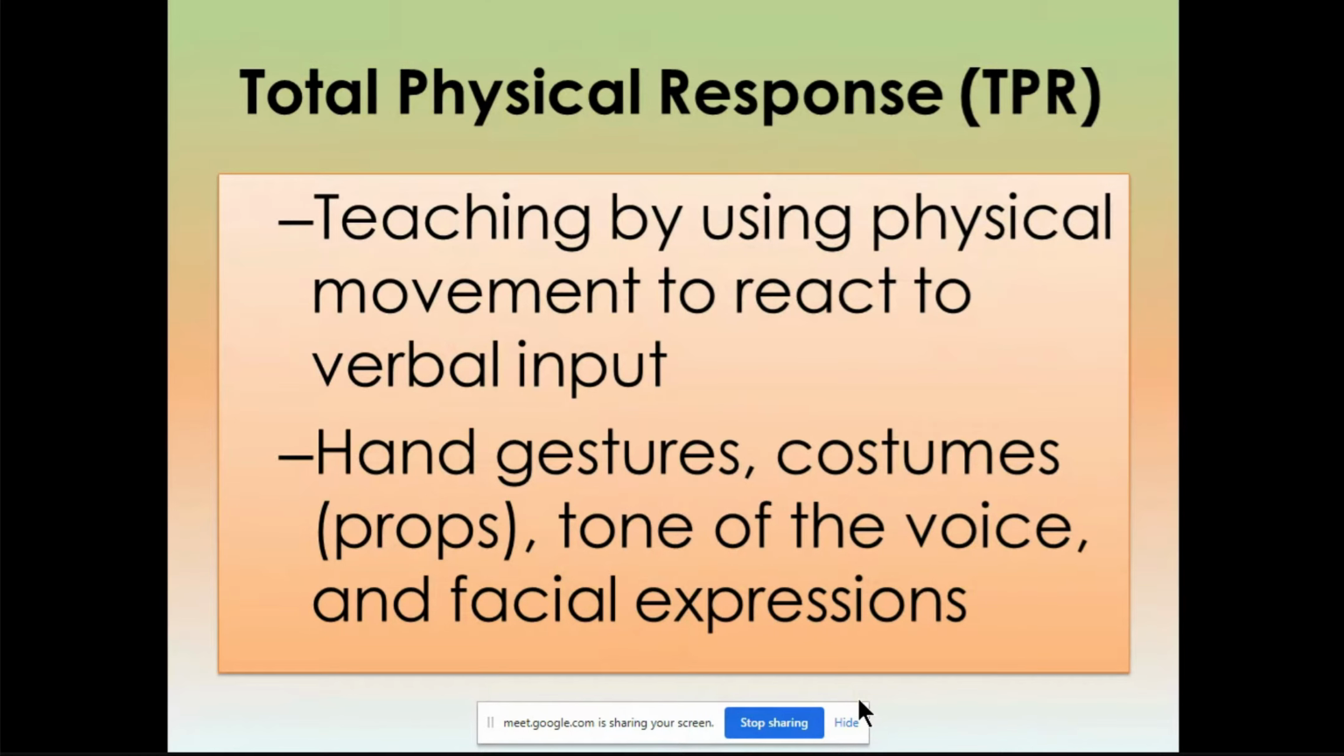So now we will have the total physical response. What is TPR? It is teaching by using physical movements to react to verbal input. We have hand gestures, costumes, props, tone of the voice, and facial expressions. So, during face to face, it's easy.